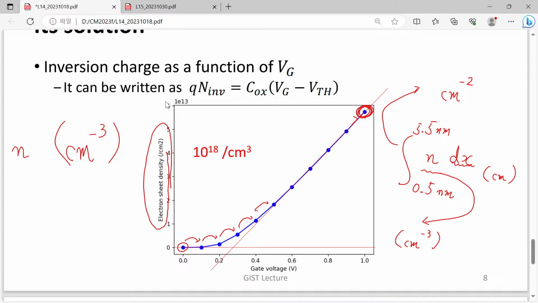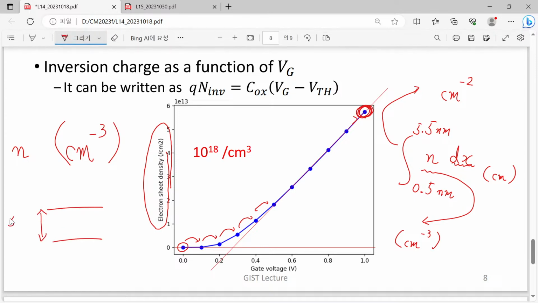And you know that its value is not like 10 to the 15 or 16, 17, 19, 20. Because we have a very thin layer, for example, 5 nanometer thick, and let's say that we have just 10 to the 15 per cubic centimeter on average, then what will be the sheet density? If we have this kind of constant integration, then we will have 10 to the 15 times 5 times 10 to the minus 7 centimeter.